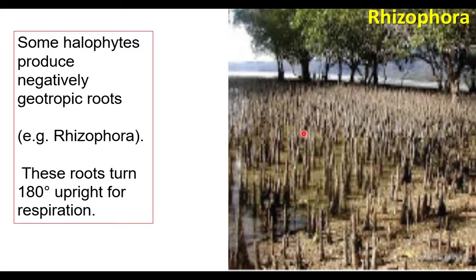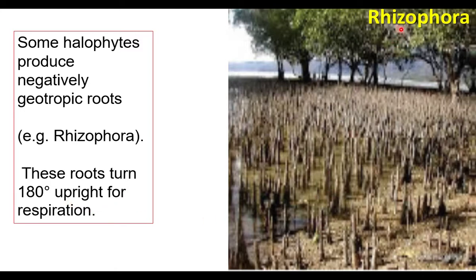Root system is positively geotropic, but in special cases, plants like Rhizophora, an example of a halophyte, differ. Halophytes are plants that grow in soil or water with high salt content. The salt level is high, so for the purpose of breathing, the roots grow outside the soil. These roots stand 180-degree upright for respiration.